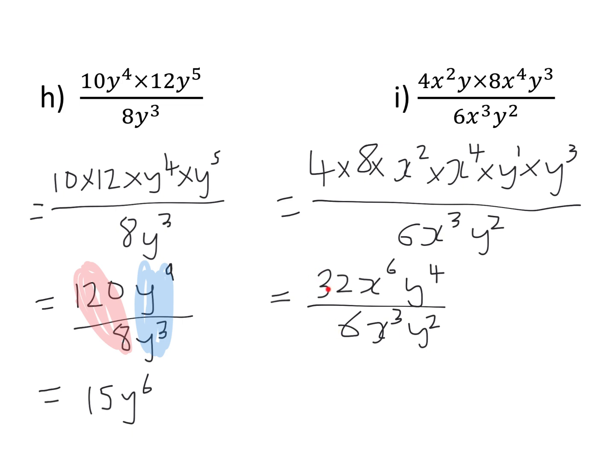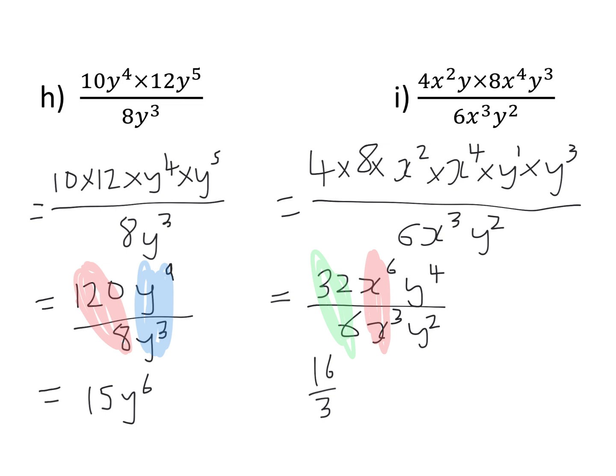Now 32 divided by 6 is a fractional answer. It's the same as 16 over 3. 16 thirds. Sorry, I should have maybe got that first one. I was trying to do 32 divided by 6. That's the same as 16 thirds. It's a nicer way to leave it.